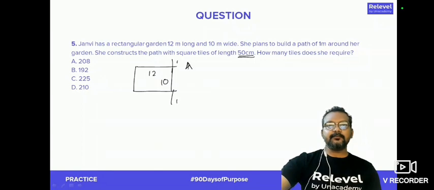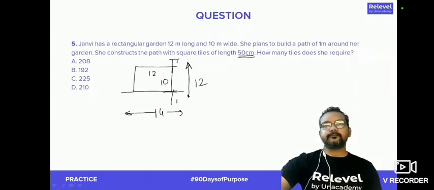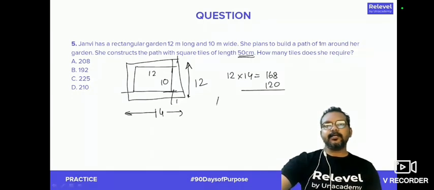So this becomes actually 12. And this side also 1 and 1 extended, so 12 will actually become 14. So the total outer area, everything included, is 12 times 14. So that is 168. The inner area is 120. The area of the path is the subtraction, the difference of these two, 48 meter square.